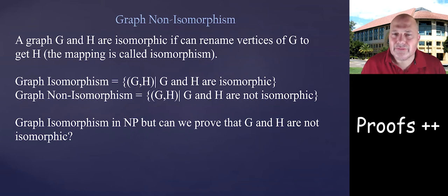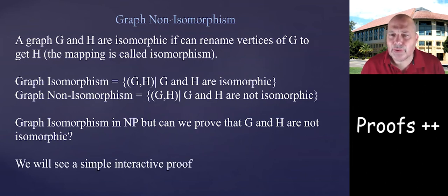So graph isomorphism is in NP, but can we prove that G and H are not isomorphic? It's not easy to imagine how you'll do that. And definitely, unless you prove that graph non-isomorphism is also in NP, there isn't a proof that you can write down that the graphs are not isomorphic. Because to show that two graphs are isomorphic, it's enough to show the isomorphism. To show that they are not isomorphic, you need to claim that there is no isomorphism, which seems much harder.